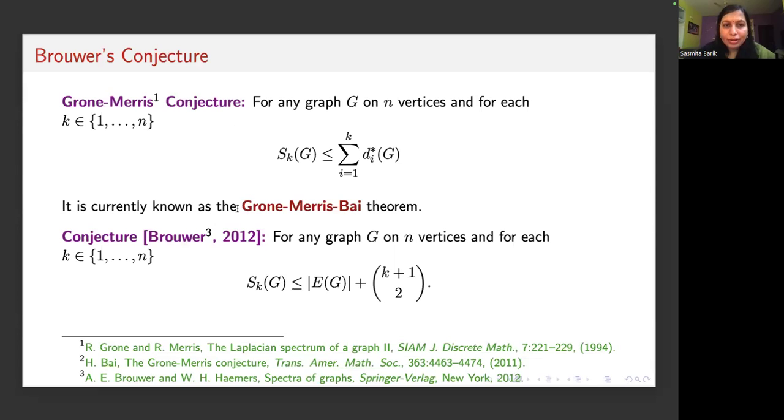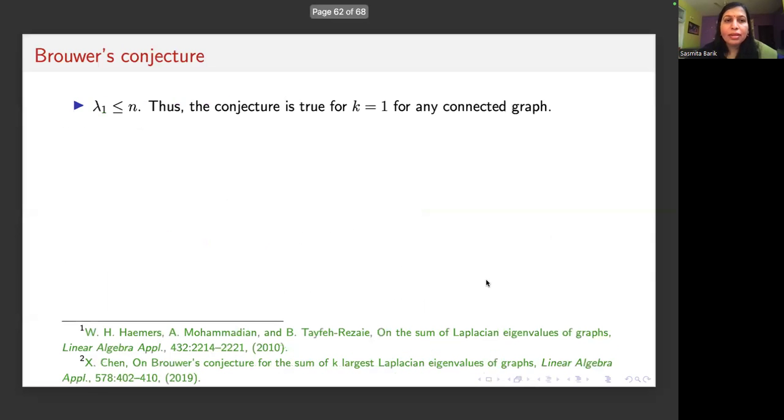Now, after this, Brouwer gave another conjecture that is a tighter bound, that S_k(G) will be less than or equal to the number of edges plus (k+1 choose 2). Okay, so this is the bound, and this conjecture is still open, and it seems very difficult in certain cases because this bound becomes tight for certain classes. So this has been developed in the sense that for a few k, it has been proved.